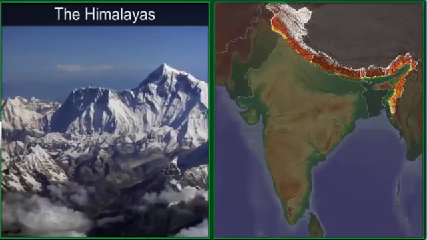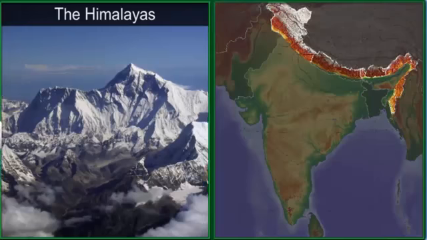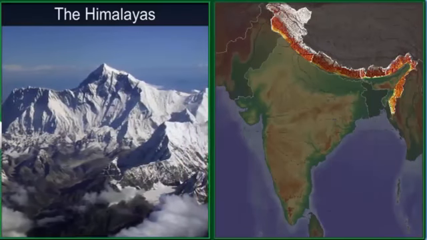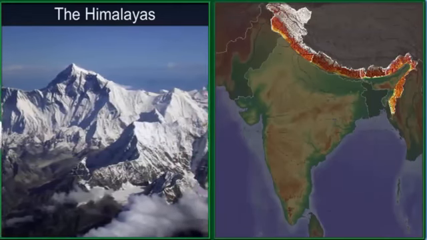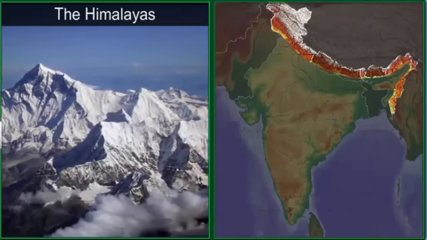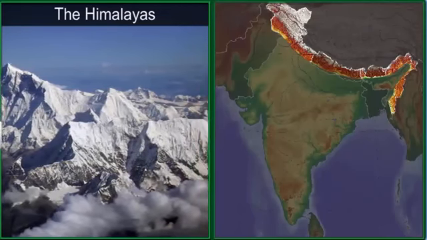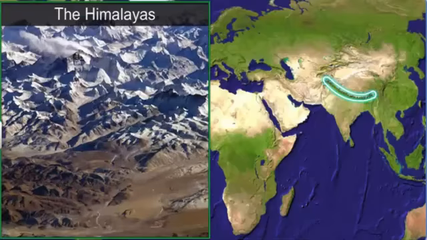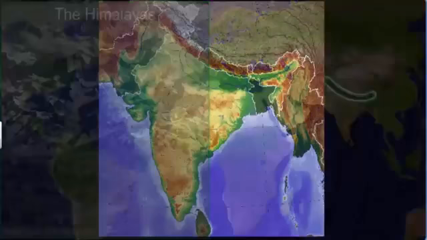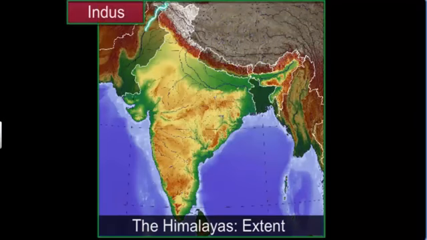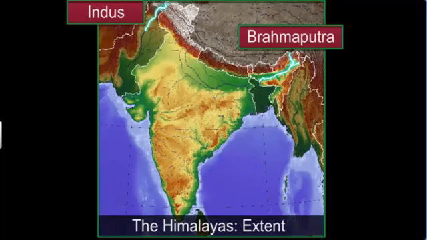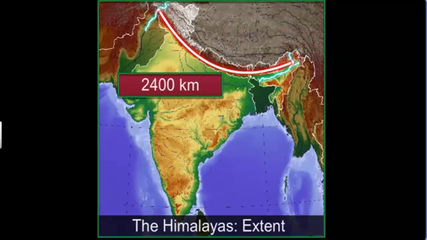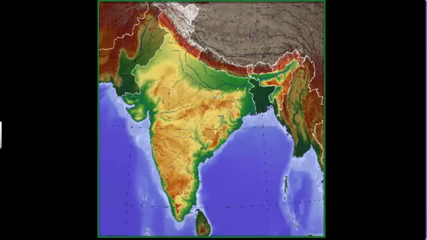The Himalayas are fold mountains that cover the northern border of India. They are geologically young as compared to other mountain ranges. The Himalayan range is the highest and the most rugged mountain range in the world. It extends from the river Indus in the west to the Brahmaputra in the east, forming an arc of about 2,400 kilometers. The width of this range varies.